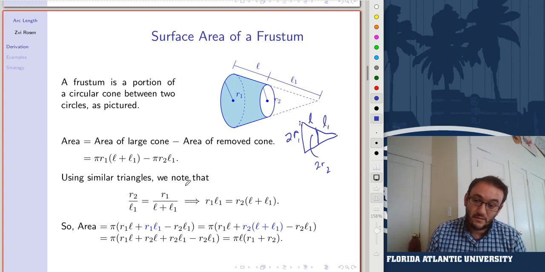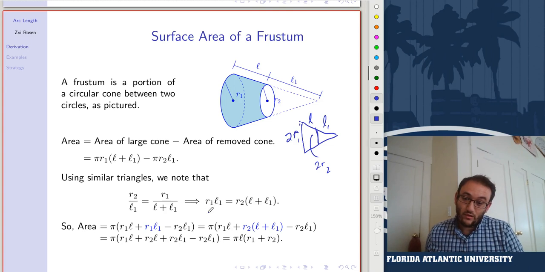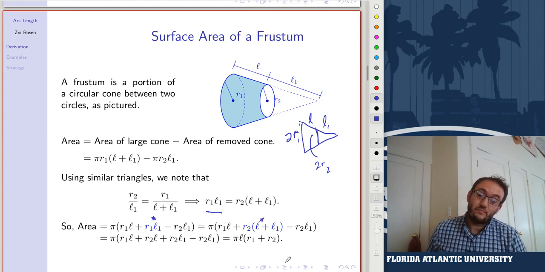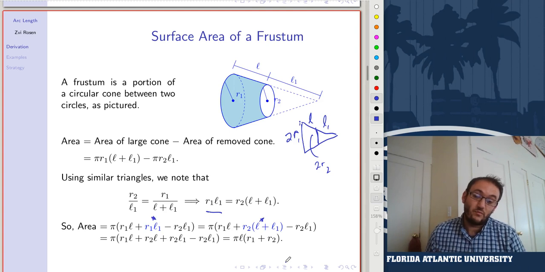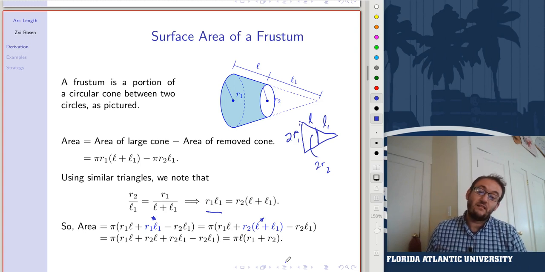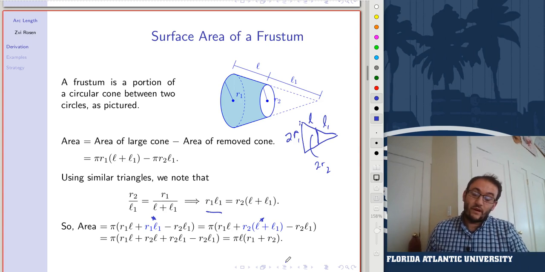So the area, substituting into the expression we computed above, is pi times, first we just expand the multiplication. We get pi times (r1 L plus r1 L1 minus r2 L1). Because we have r1 L1 over here, we can substitute it in for this term to get this term. We get pi times (r2 times (L plus L1) plus r1 L minus r2 L1). And further simplifying, we eventually get pi L times (r1 plus r2). So that's the surface area of a frustum.